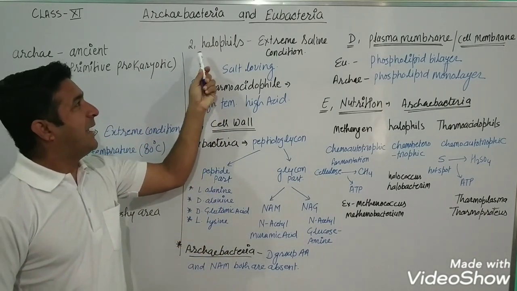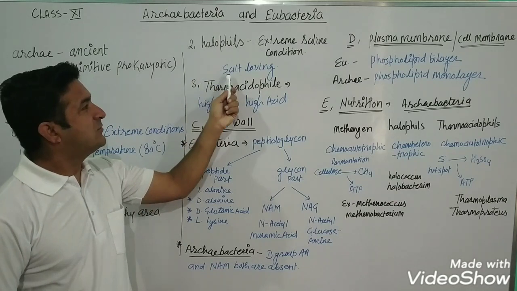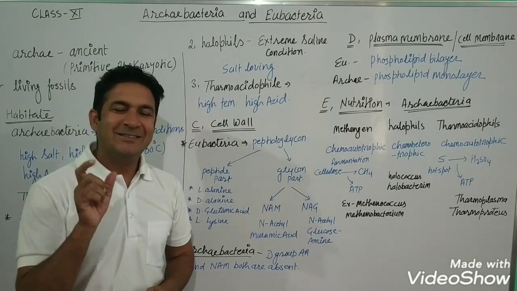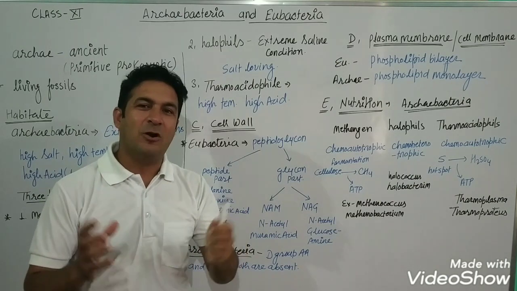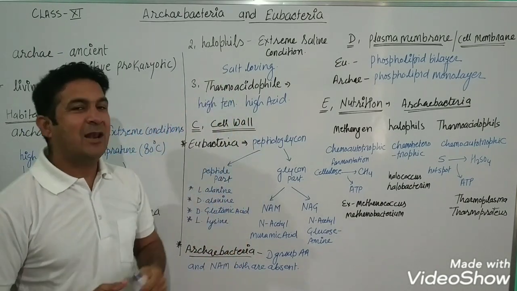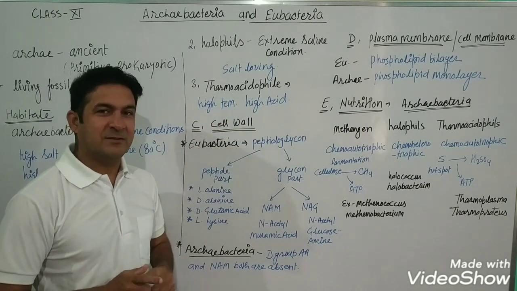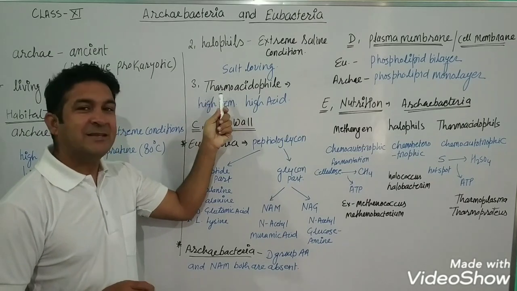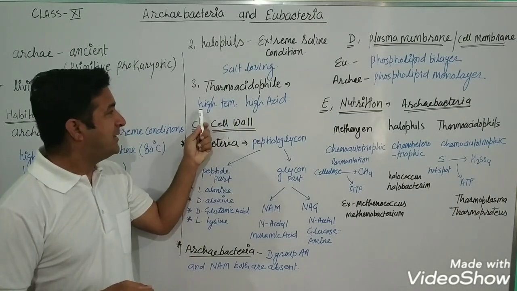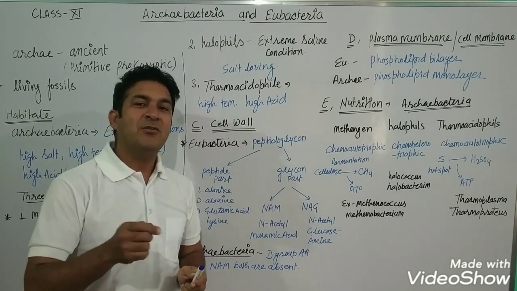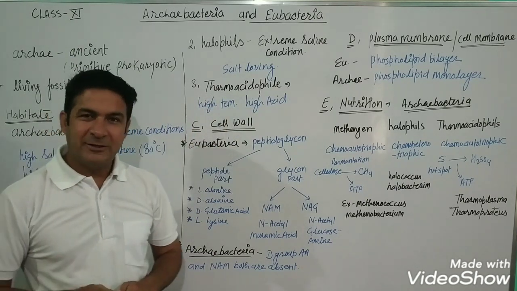If you see another type, this is Halophiles. Halo means salt, salty. So these are the salt loving bacteria, and these are found in extreme saline conditions, where the amount of salt is very high. So there we can see the Halophiles. Next is thermoacidophiles. Therm means heat and acid means acidic compound. So thermoacidophiles are found where the temperature is high and the environment is very acidic. So there we can see the thermoacidophiles. So you got all three types.